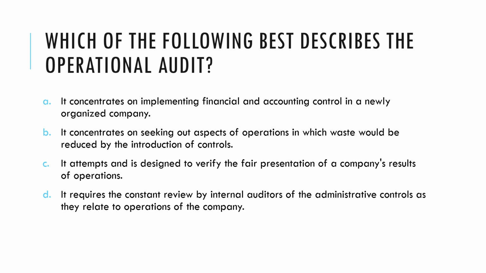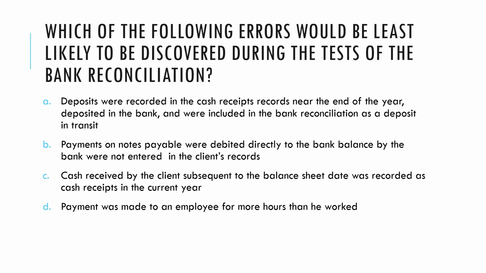operations of the company. So whenever we talk about operational audit, this is somehow at times likened to what we call management audit and is often tagged to be performed by internal controls. So the best description of an operational audit here is to seek out aspects of operations in which waste would be reduced by the introduction of controls. This is the reason why internal auditors are seen to assist management in helping them promote more effective and efficient operations. And one of the ways to do this is to seek out aspects of operations in which waste would be reduced. So the answer to this is bravo.